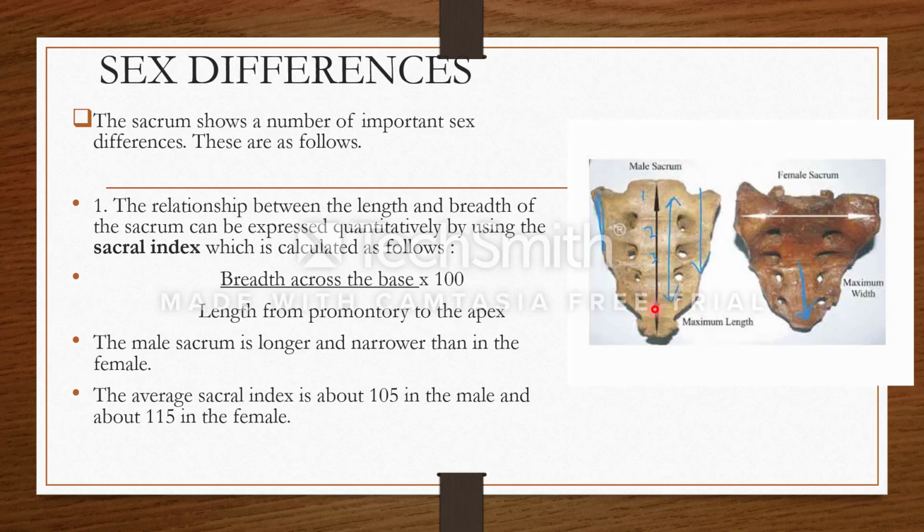Then the length of the sacrum from the promontory, this is the sacral promontory, to the apex, this is the maximum length. So what we will do, we will put the breadth above and the length below and multiply by 100. This is the sacral index. The male sacrum is longer and narrower than in the female. The average sacral index is about 105 in males and about 115 in females.